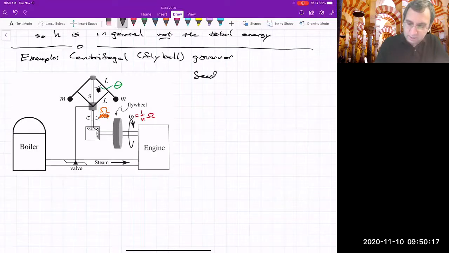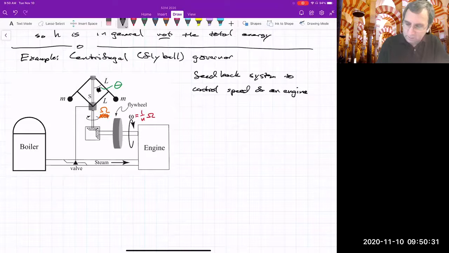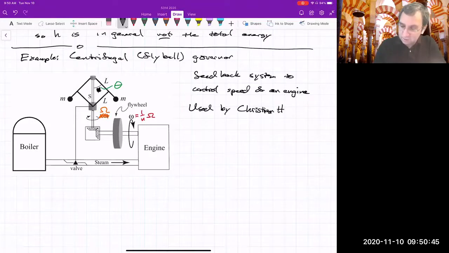So this was just some historical context, right? It's a mechanical feedback system to control speed of an engine. Nowadays, I think everything's electronic, but this was a mechanical way to do it. It was used by, I guess you could say, a mathematician and mechanician, Christian Huygens, who also did lots of things related to Saturn.